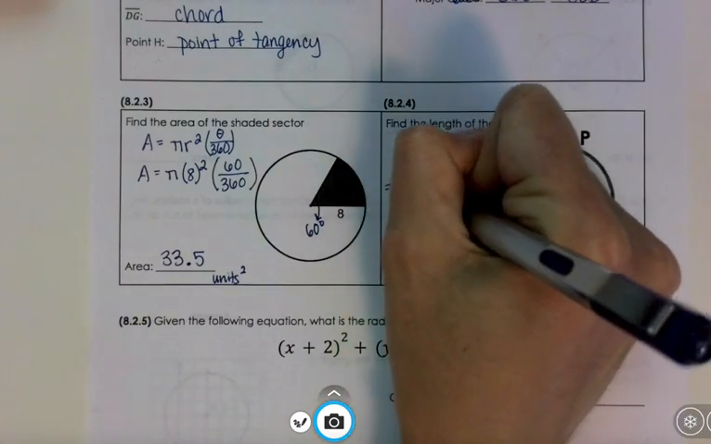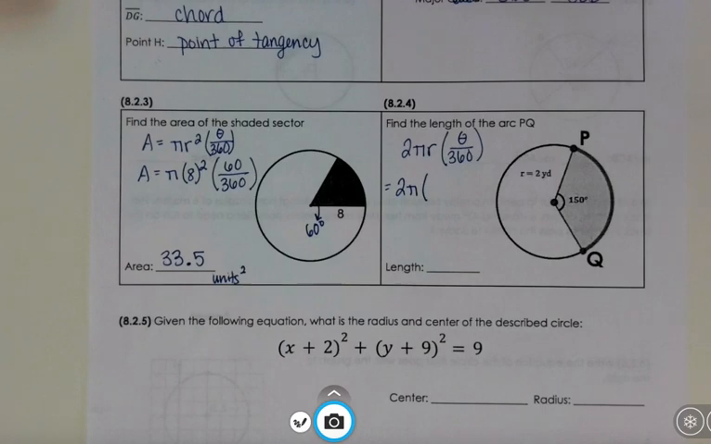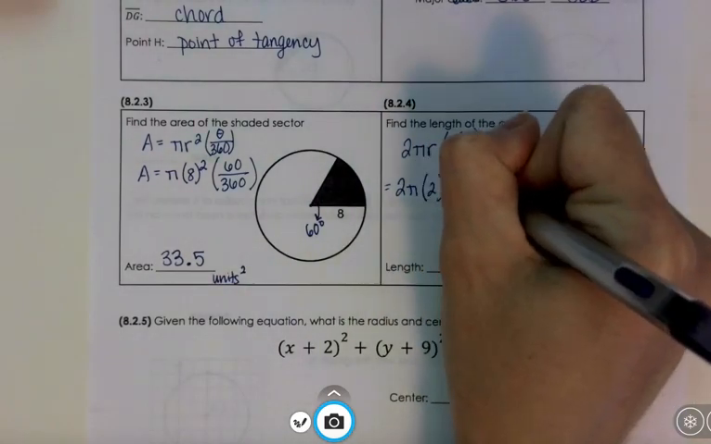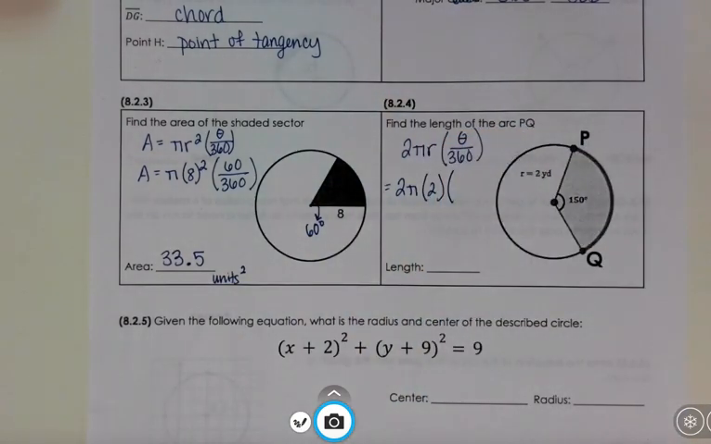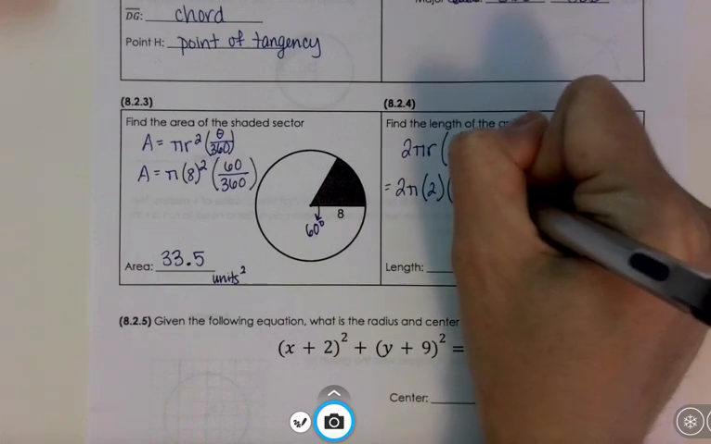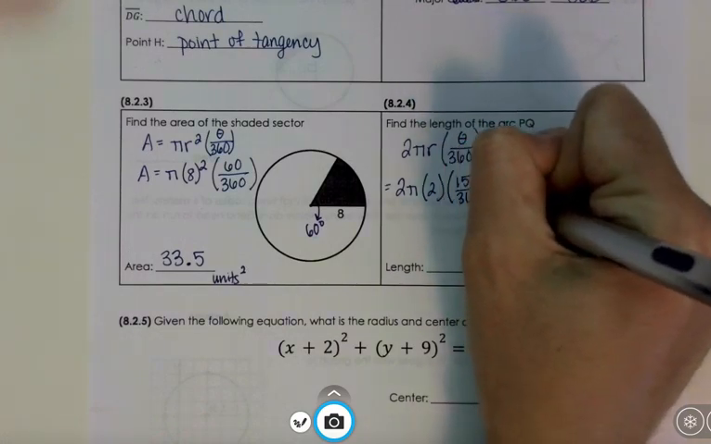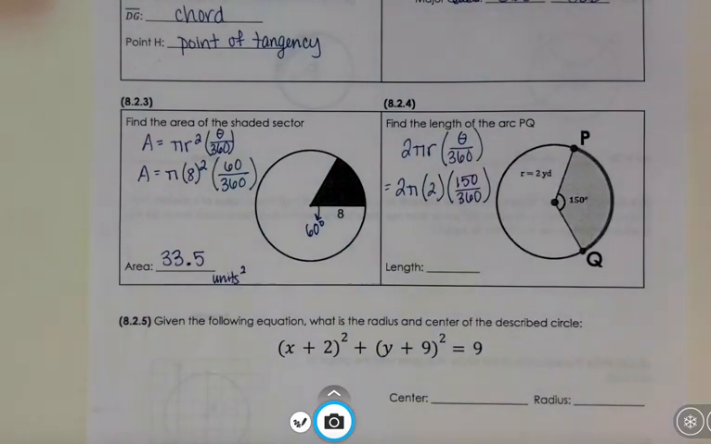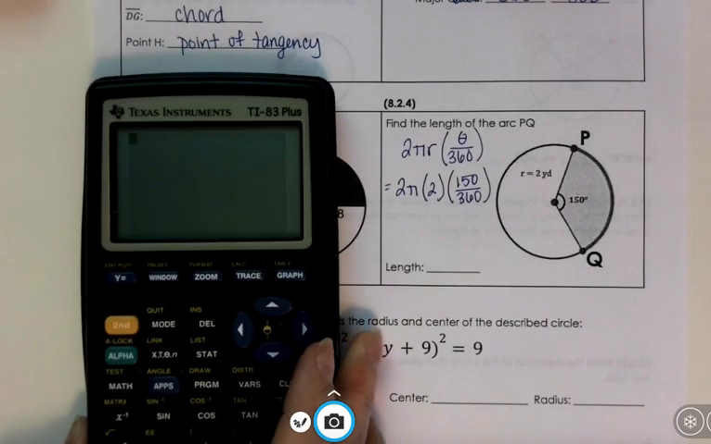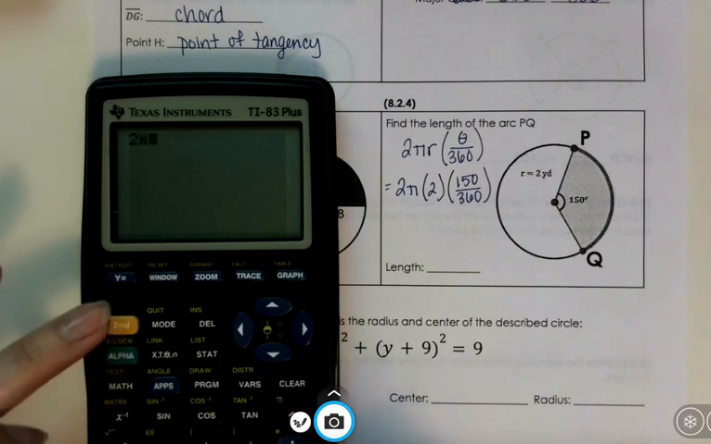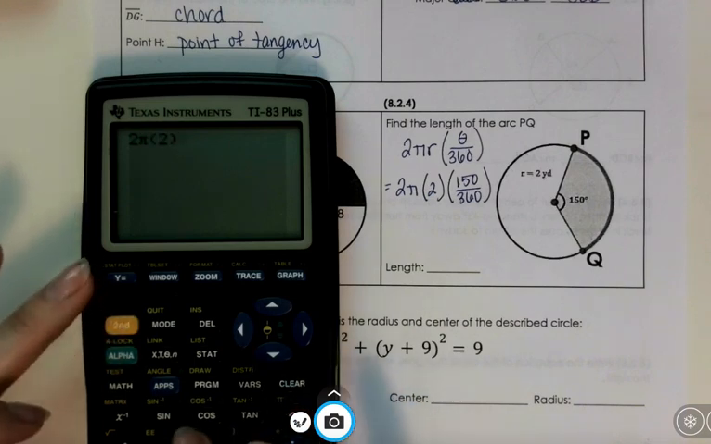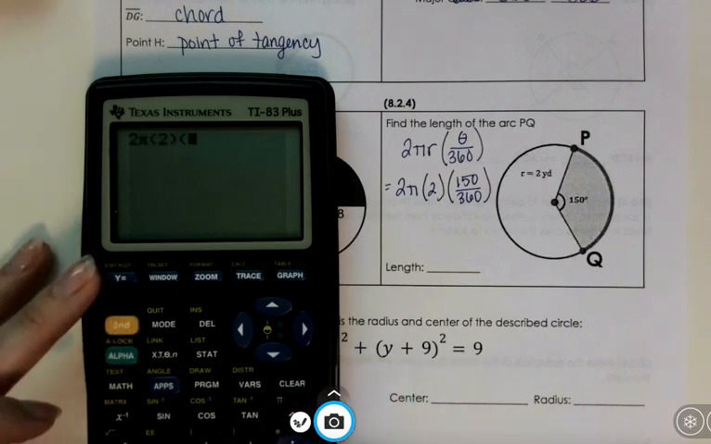So I'm going to plug in what I know. My radius is 2, and then my central angle is 150, so I'm going to do 150 over 360. And I'm going to type this all into my calculator. So I'm going to start with 2 pi times my radius, which was 2, times my fraction, 150 divided by 360.